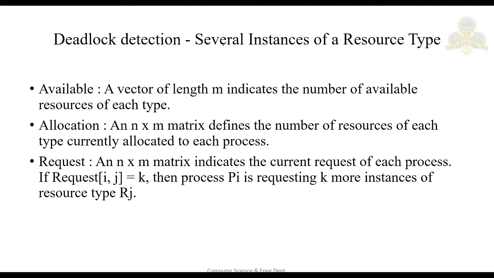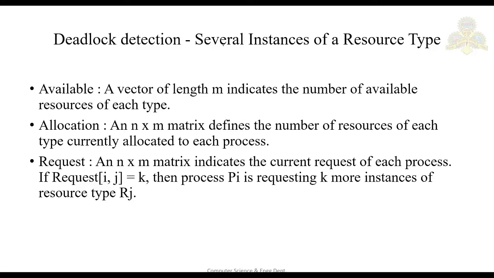deadlock is there. So in the several instances of resource type, as I said, it is similar to your banker's algorithm. You have again the data structures. Those data structures here are available, allocation, and request. Note that your need data structure is not there. Available here is the same as your banker's algorithm, that means the available resources in your system. Then we have the allocation. Allocation is nothing but the number of resources that have been allocated to each process.